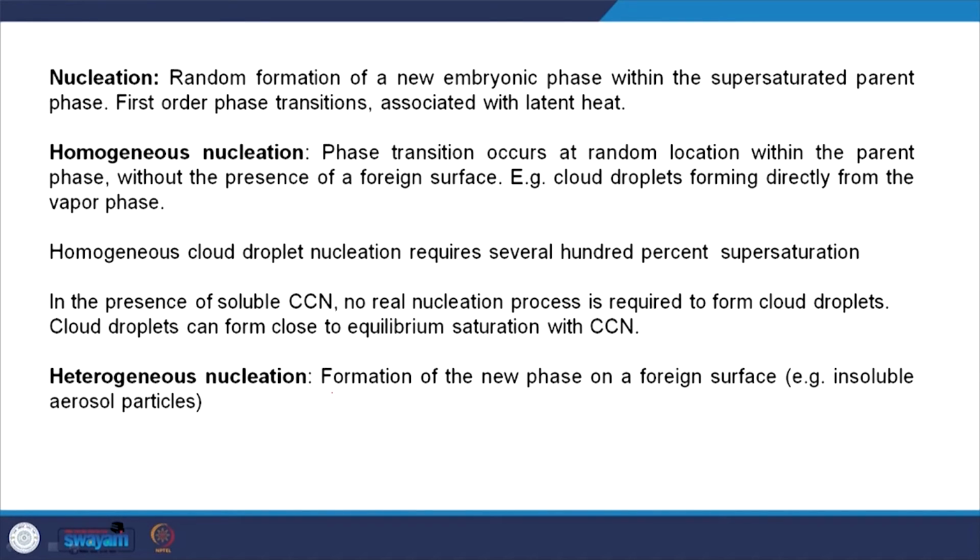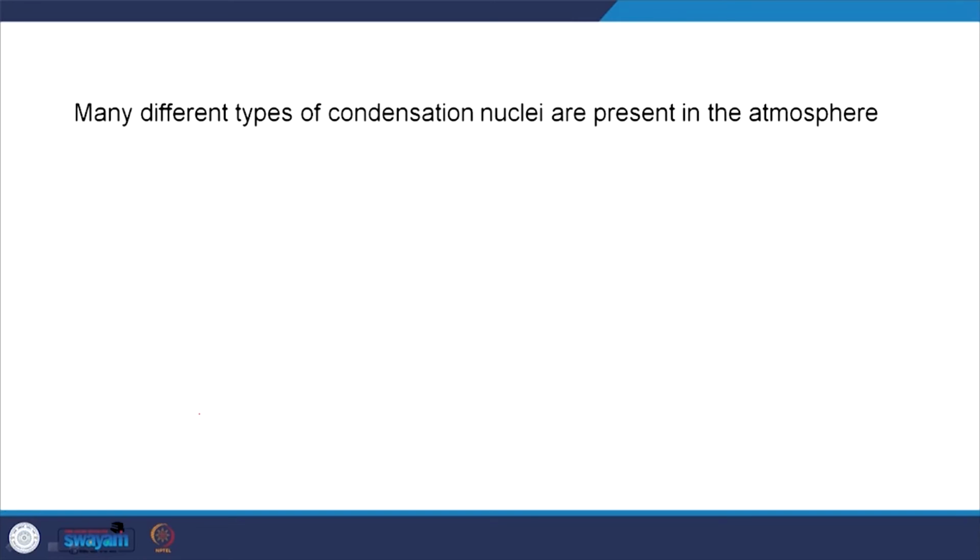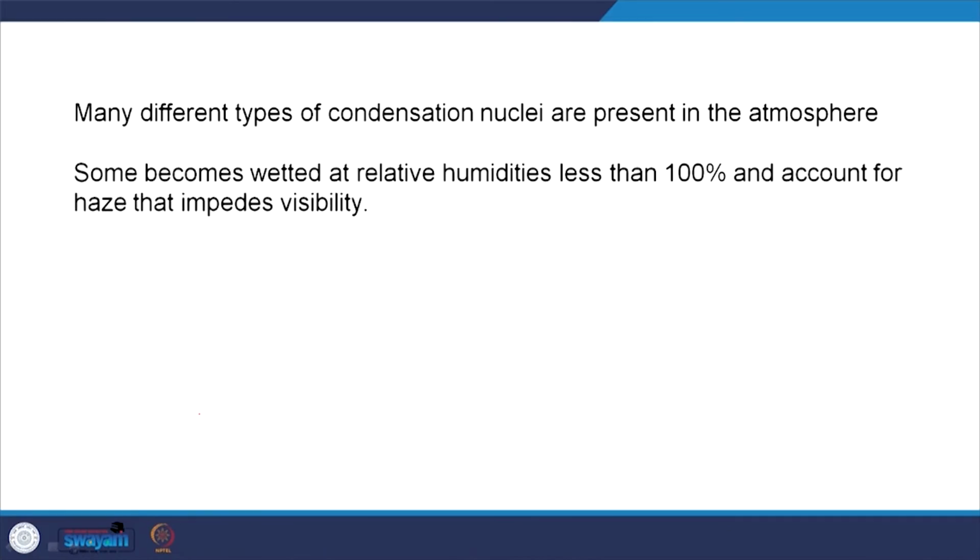So, which is the formation of a new phase, the liquid phase here, on a foreign surface, which are insoluble aerosol particles, right. Now, how does this mechanism work? Many different types of cloud condensation nuclei are present in the atmosphere. They are always there, right.